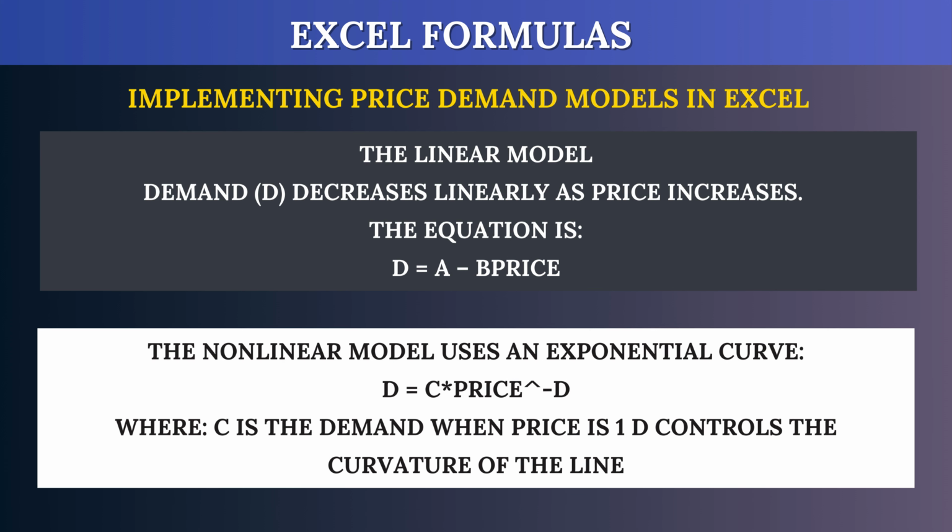The equation is D equals Y minus Z multiplied by price, where Y is the demand when price is 0, that is, maximum demand. Z is the slope, how quickly demand decreases as price increases.